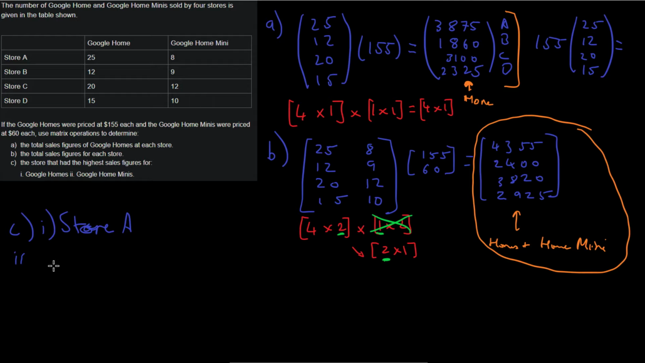Another thing you could do is obviously just look at the table and go, well, store C sold the most home minis. But if it asked for the sales figures for home minis, we could do that matrix calculation, but I guess we can just use that table and say, well, store C. That was a bit bland. Hang on. We could have done that for this as well. Store A, obviously if they sell more, their sales figures will be better.